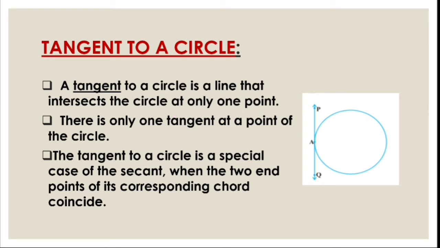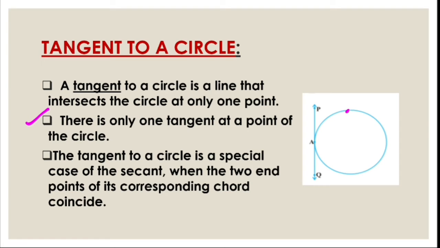Now, the next property of tangent. There is only one tangent at a point of the circle. It means if you choose any point on the circumference of a circle, you can draw only one unique tangent at that point.